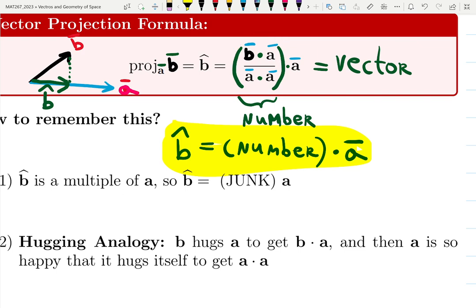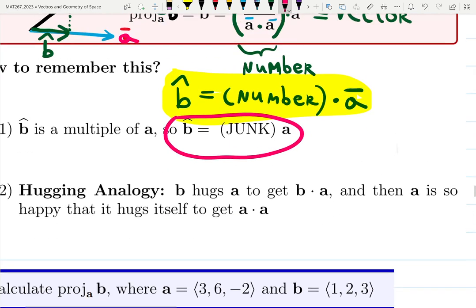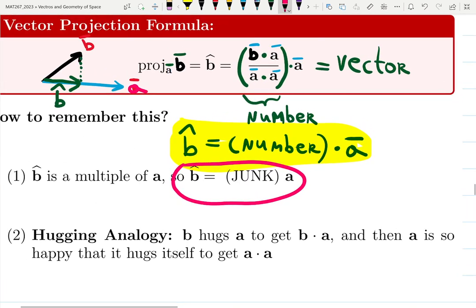So the idea is B is stuff times A. He calls it junk, I call it stuff. Stuff times A. But what is that stuff? B hugs A over A gets happy, hugs itself. That kind of makes sense. There are very different ways to memorize it. You can just memorize it as it is if you can. But you need to know this formula for 4 months at least.